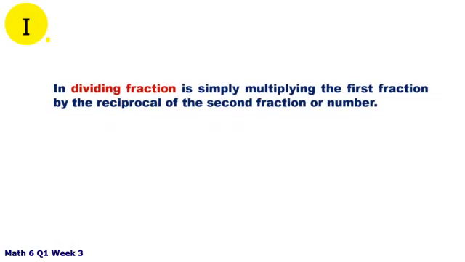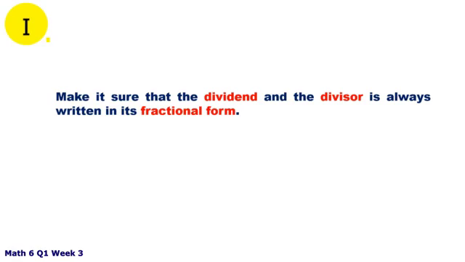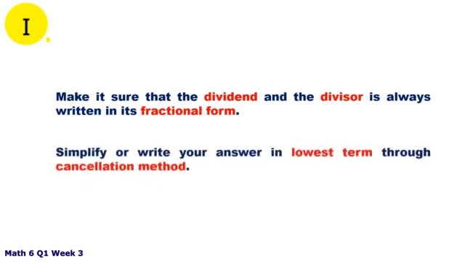Dividing a fraction is simply multiplying the first fraction by the reciprocal of the second fraction or number. The reciprocal of a fraction is found by flipping its numerator and denominator. Make sure that the dividend and the divisor are always written in fractional form. Simplify or write your answer in lowest terms through the cancellation method.